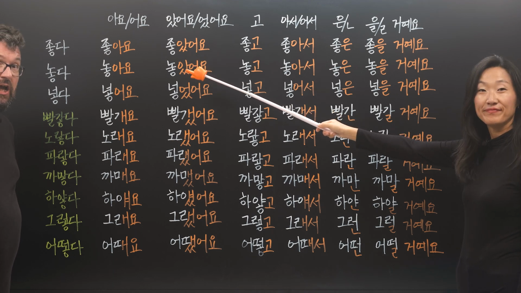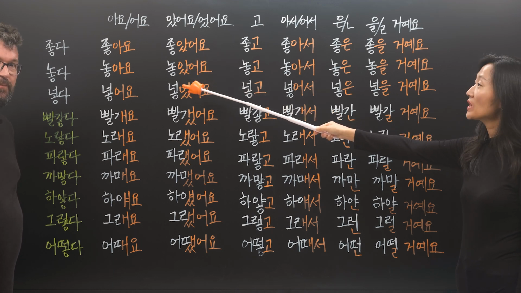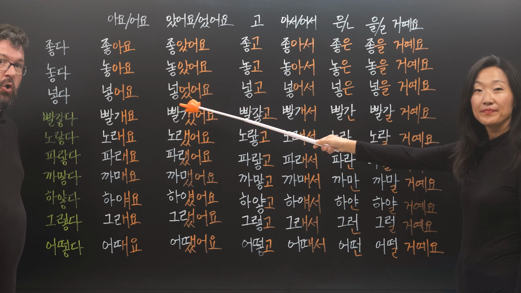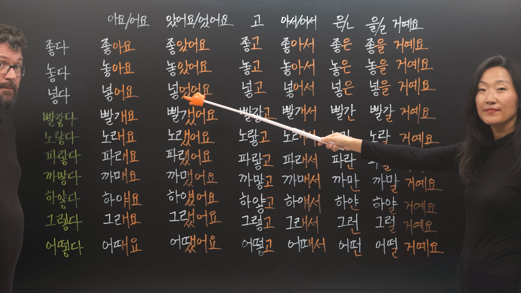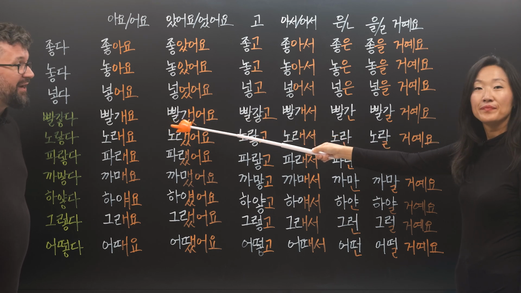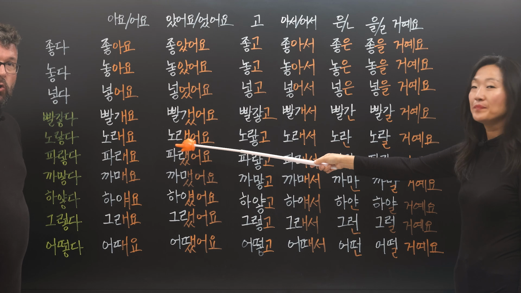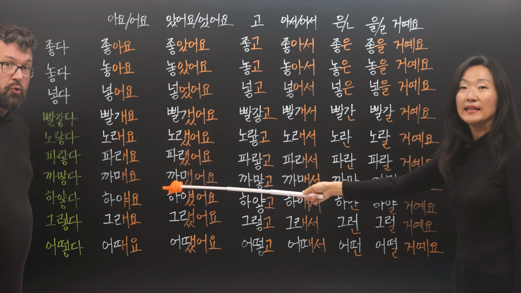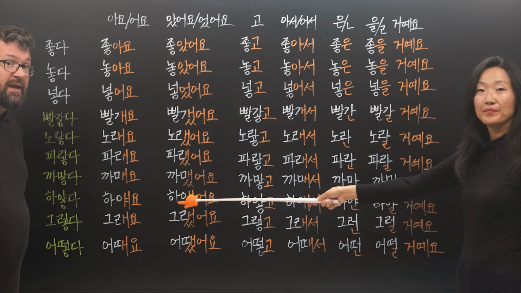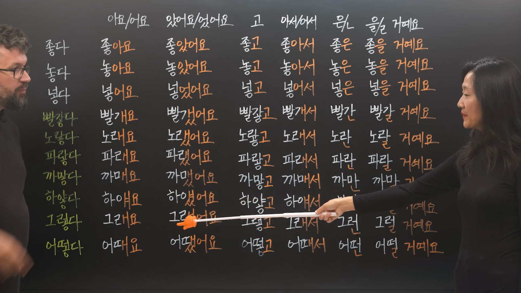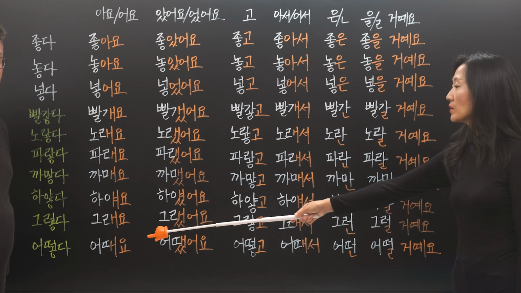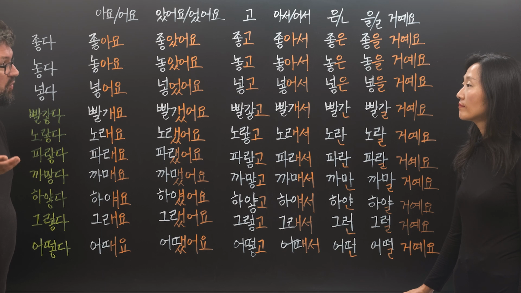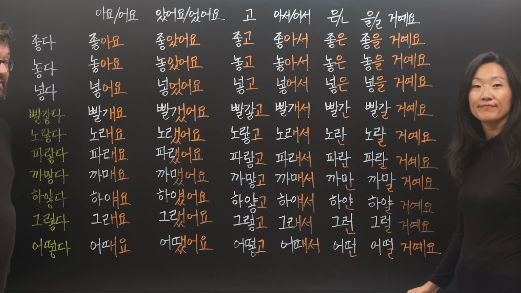좋다, to be good. 놓다, to put on. 넣다, to insert, to put in. 빨갛다, to be red. 노랗다, to be yellow. 파랗다, to be blue. 까맣다, to be black. 하얗다, to be white. 그렇다, to be like that. 어떻다, to be how. So it's a question word that also needs to be conjugated.